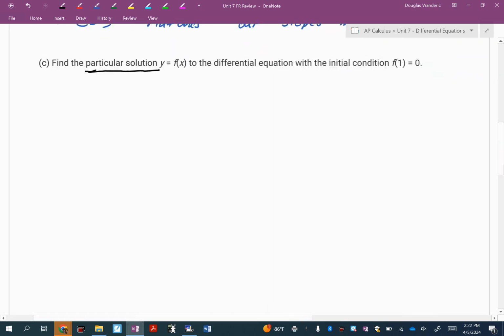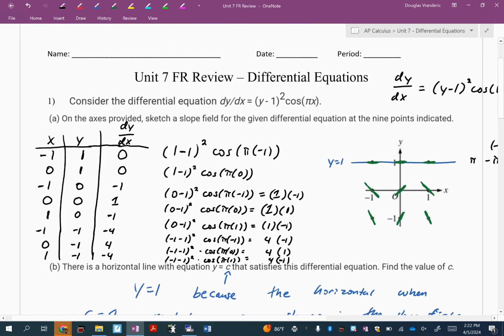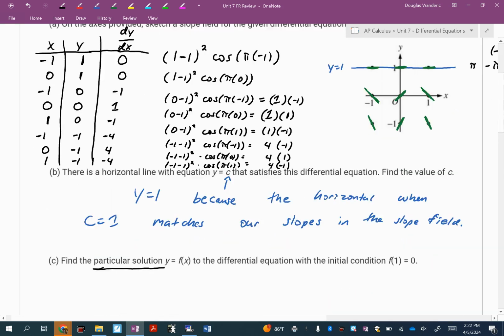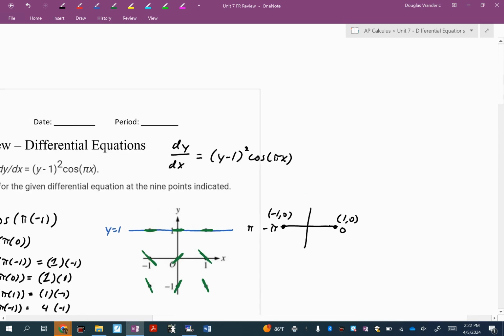All right, let's do our separation of variables. Sorry, it's a little slow today. Do you see the y minus 1 squared right here? I want to move that to the left. So I'm going to write dy over y minus 1 squared equals, this is where I move the dx to the other side. I believe it's cosine of pi times x dx. Let me just confirm. Yes, okay.